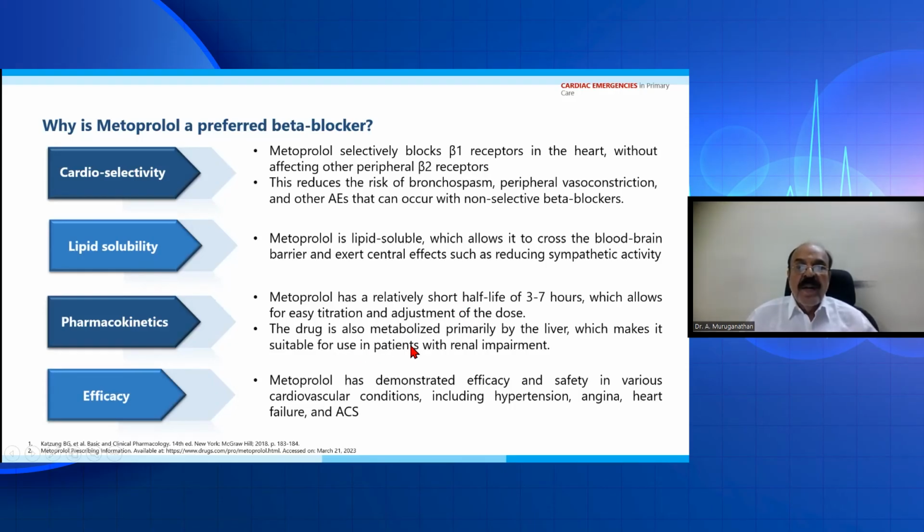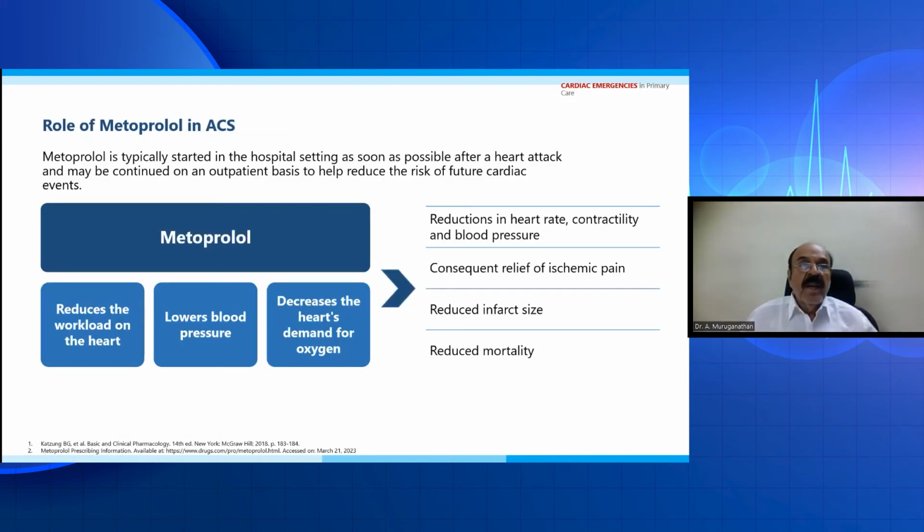The drug is also metabolized primarily by the liver, which makes it suitable for use in patients with renal impairment. Metoprolol has demonstrated efficacy and safety in various cardiovascular conditions, including hypertension, angina, heart failure, and acute coronary syndrome. Metoprolol is typically started in the hospital setting as soon as possible after a heart attack and may be continued as an outpatient to help reduce risk of future cardiac events.